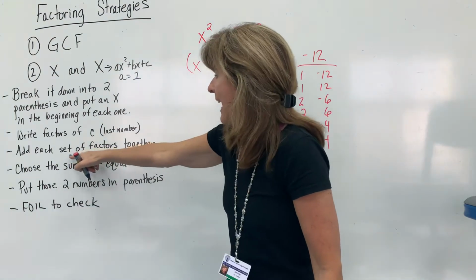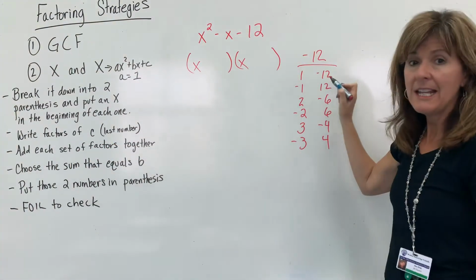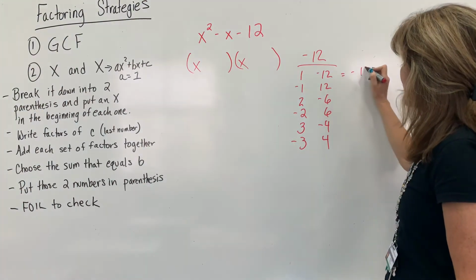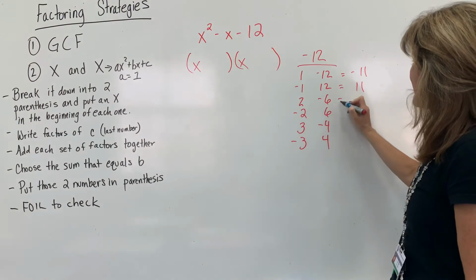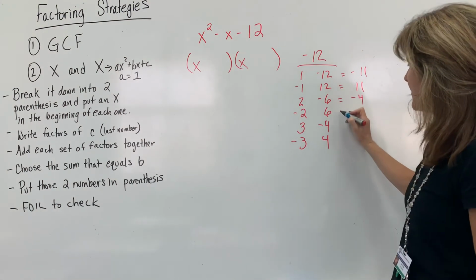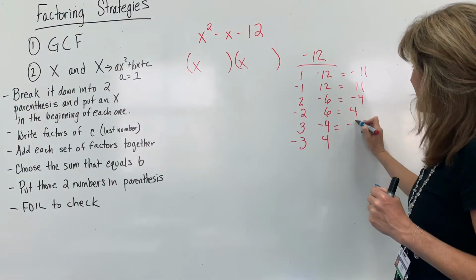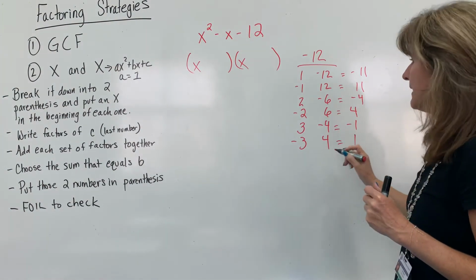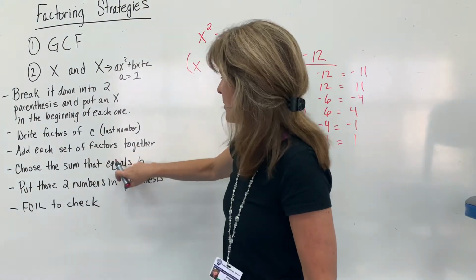Next step, add each set of factors together. So 1 and -12 is -11, -1 and 12 is +11, 2 minus 6 is -4, -2 and 6 is 4, 3 minus 4 is -1, -3 and 4 is +1. Okay, easy enough, right? Choose the sum that equals B.